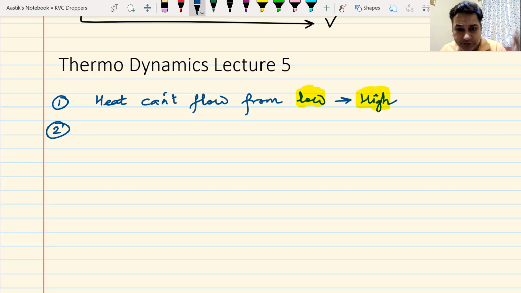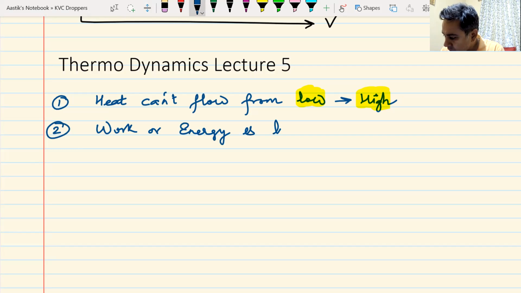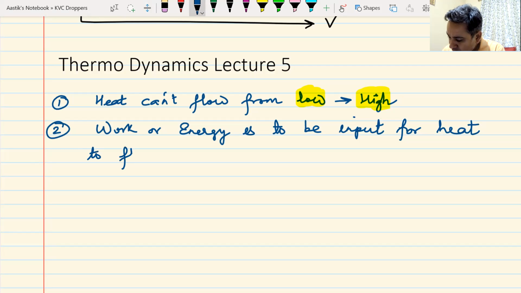But if I want to make heat flow from low temperature to high temperature, this is what a fridge, a refrigerator, does. If I want to make heat flow from low temperature to high temperature, some work needs to be input. Work or energy is to be input for heat to flow from low temperature to high temperature.